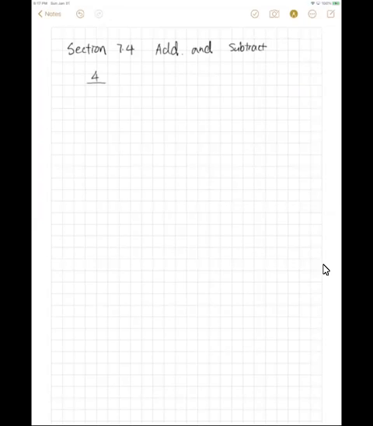For the fractions 4/6 add 1/6, if they have the same denominator, what you need to do is you just add or subtract the numerator and the denominator will remain the same. So in this case, it equals 4 plus 1 over 6, which is 5/6. If they're different, for example, 4/3 plus 1/6.